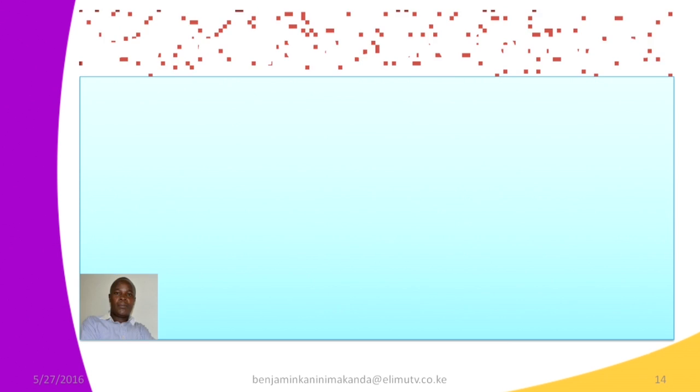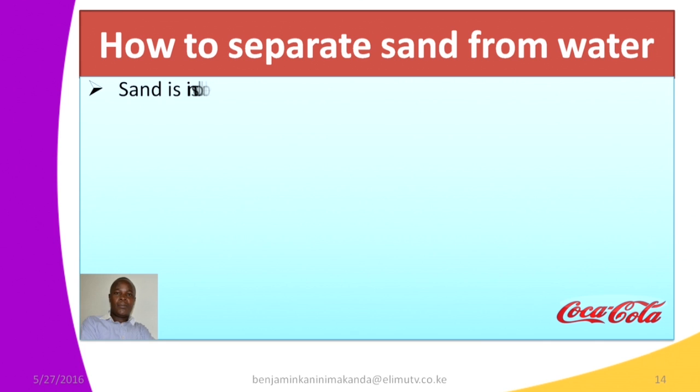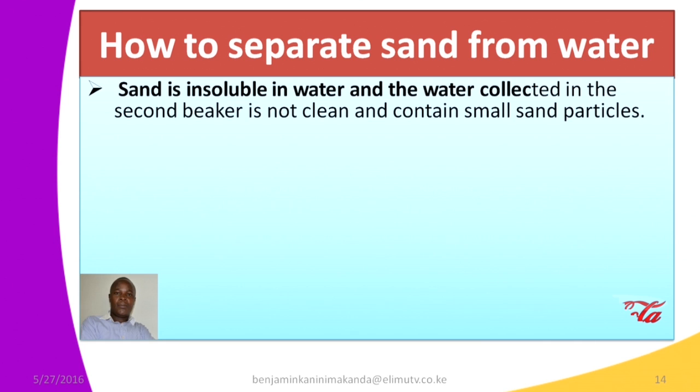How to separate sand from water? How can you separate sand from water? Sand is insoluble. Sand does not dissolve in water. And the water collected in the second beaker is not clean and contains small sand particles. The way in which you can separate sand from water is you take sand, put it in a beaker, then to the sand add water, then allow the mixture to settle for some time. Sand being denser than water is going to settle at the bottom, while water will float on top of sand.